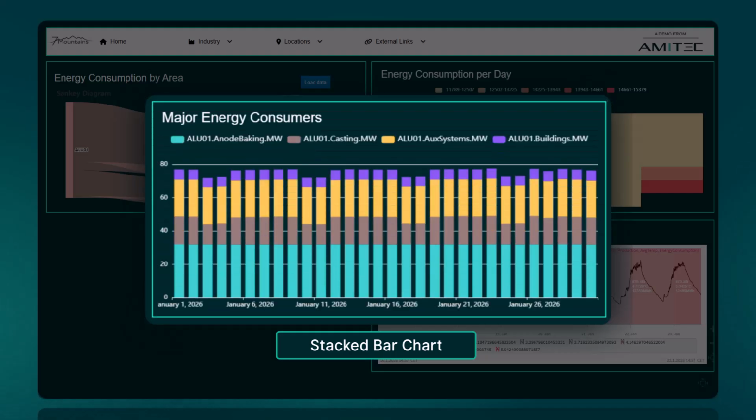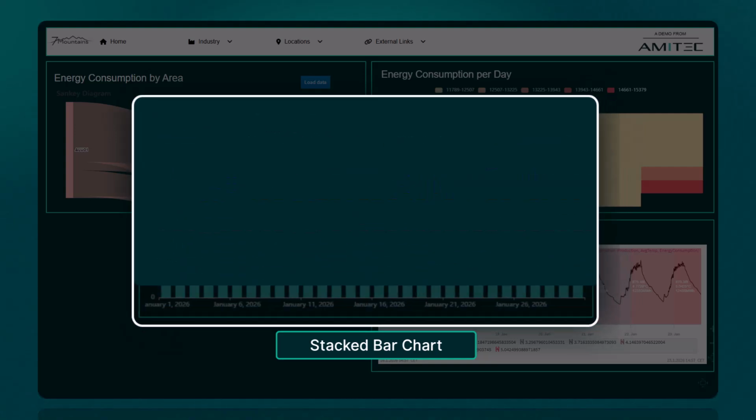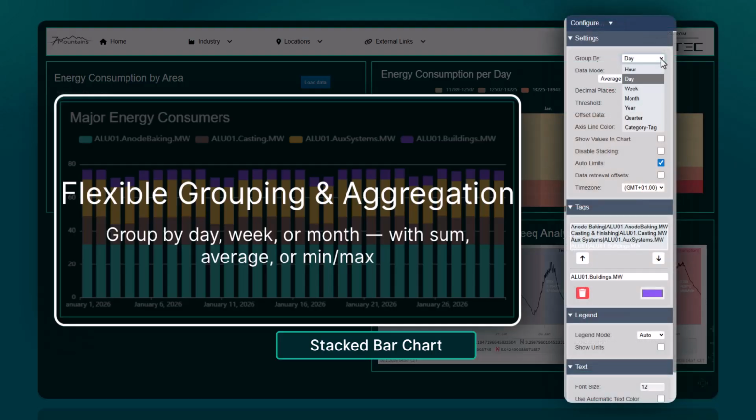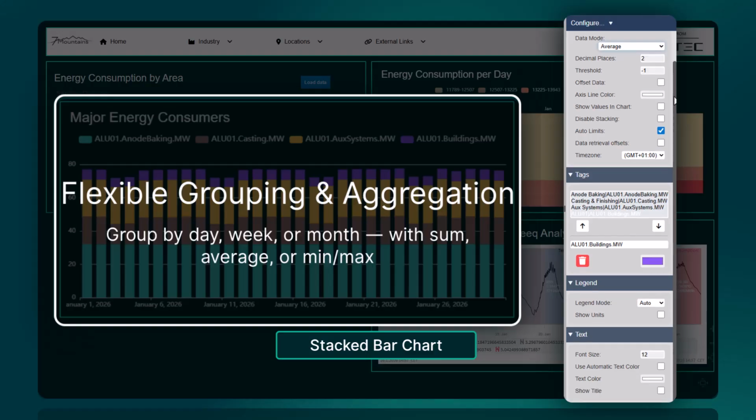If one system suddenly takes a larger share, that is an immediate clue that something has changed. This kind of comparison is very effective when investigating an increase like the reported 12%. It helps me determine whether the increase is driven by one specific area or if it's spread evenly across the plant. What I like here is the flexibility. I can choose which attributes to show, how they're aggregated, and how they're grouped, so the chart always matches the questions I'm trying to answer.